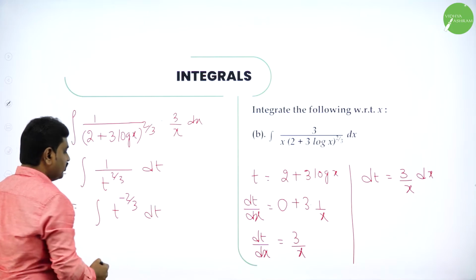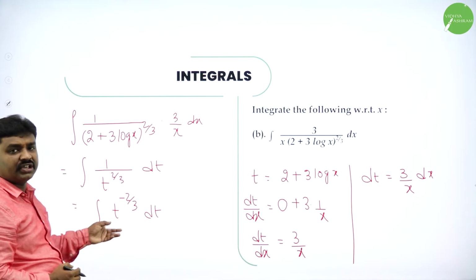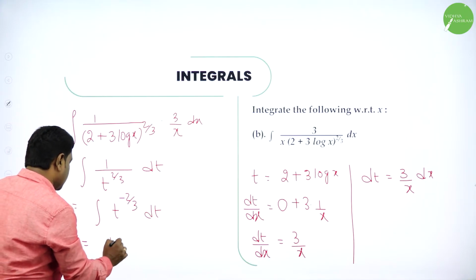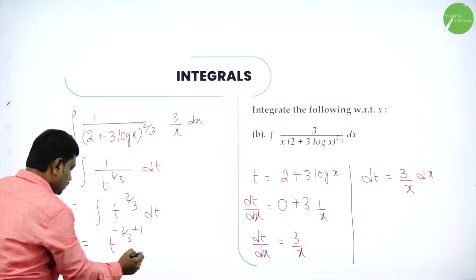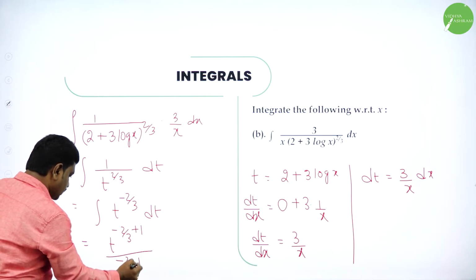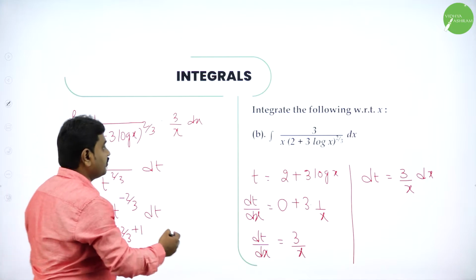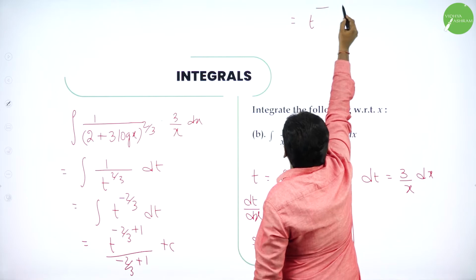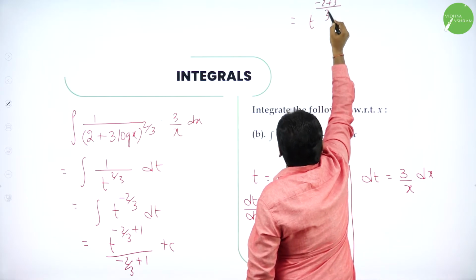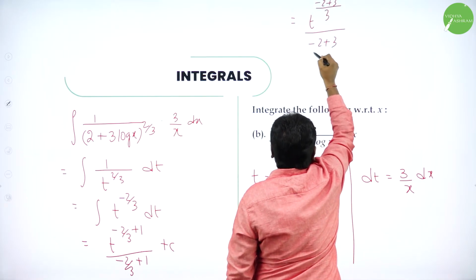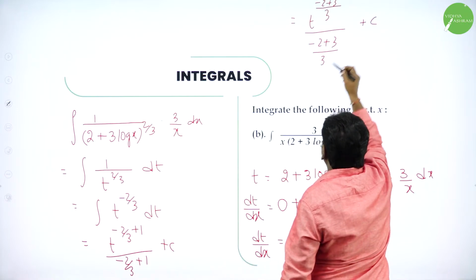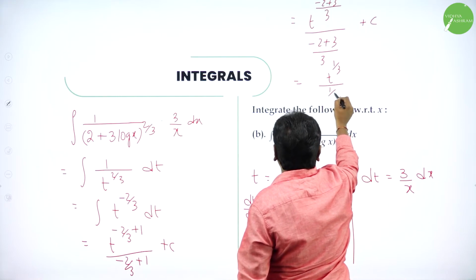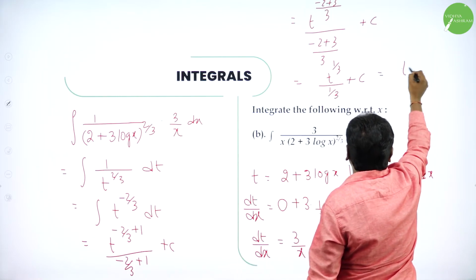So dt, now it is in the form x power n. What is integration of x power n? x power n plus 1 by n plus 1. So this will become t power minus 2 by 3 plus 1 divided by minus 2 by 3 plus 1 plus c. Now simplify this further. So that is t power minus 2 by 3 plus 1. LCM is 3, minus 2 plus 3 divided by minus 2 plus 3 by 3 plus c. That is t power 1 by 3 by 1 by 3 plus c.